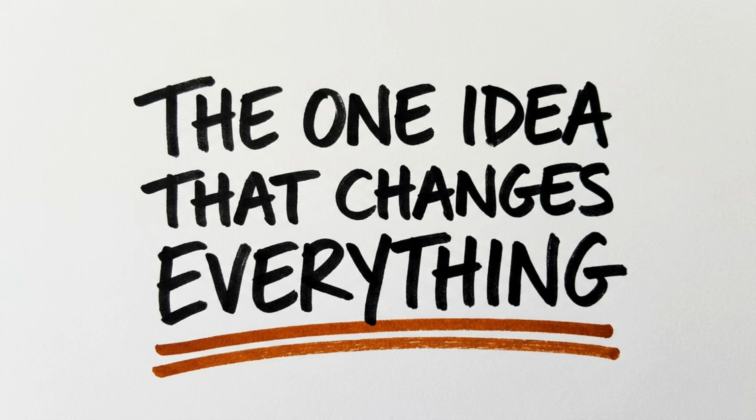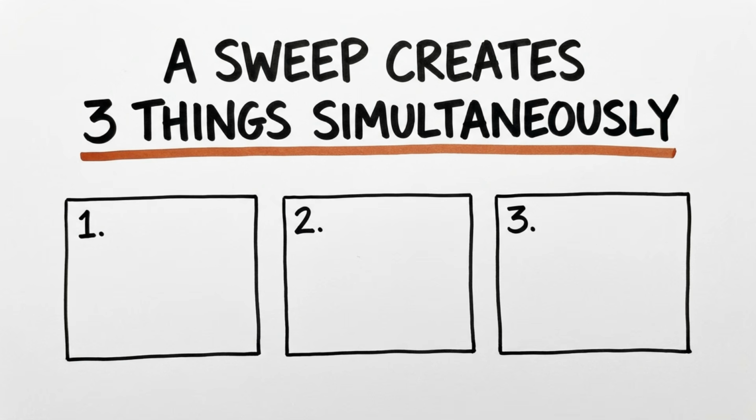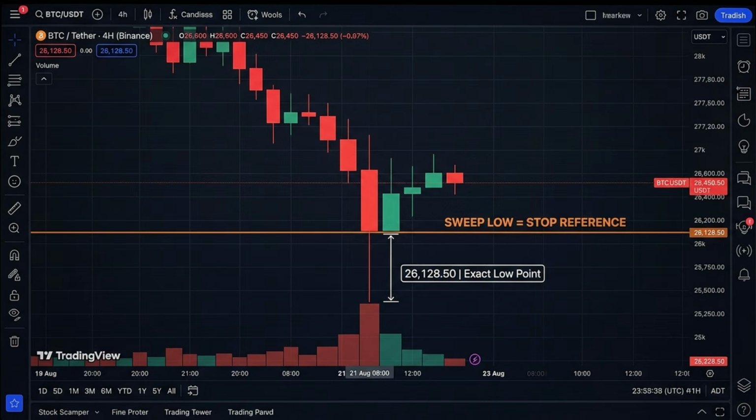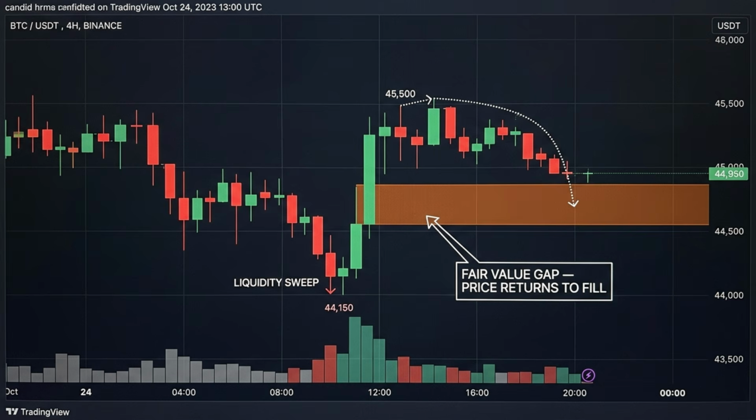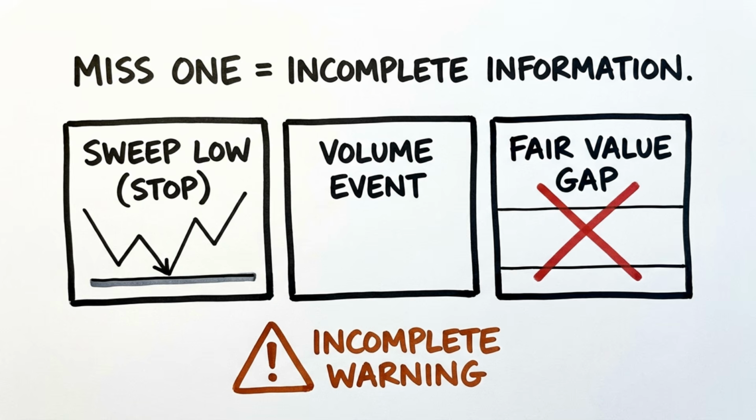Here is the one idea that changes everything. A liquidity sweep creates three things simultaneously. It creates a new low that will become your stop reference. It creates a volume event that tells you whether the sweep was mechanical or conviction driven. And it creates an imbalance, a fair value gap that price frequently returns to before continuing in the reversal direction. All three of these are essential inputs to the trade. Miss any one of them and you are trading incomplete information.